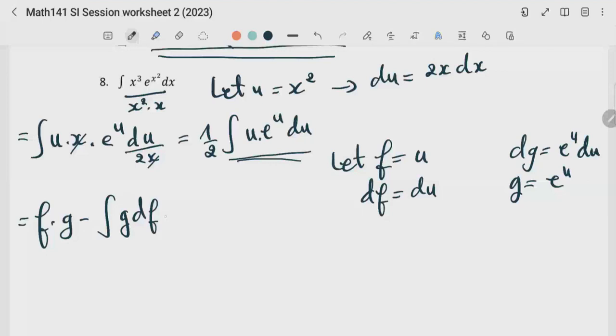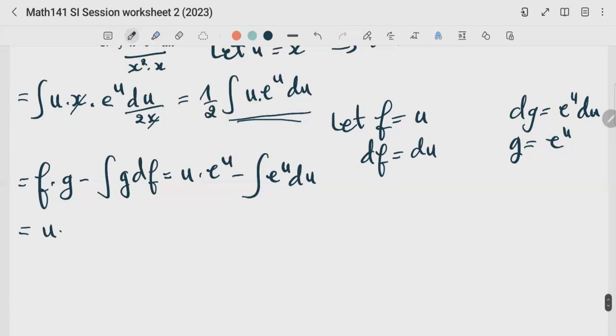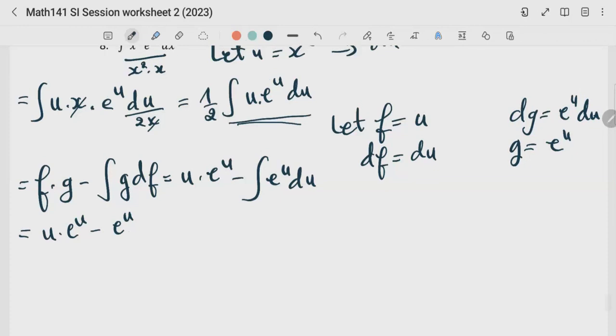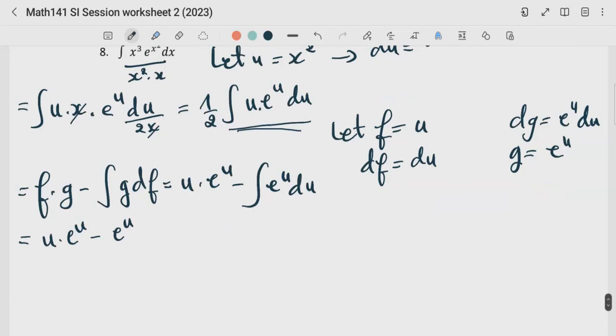So that would mean u times e to the u minus the integral of g df, which is e to the u times du, right? Which is equal to u times e to the u minus the integral of e to the u, which is just e to the u, right?